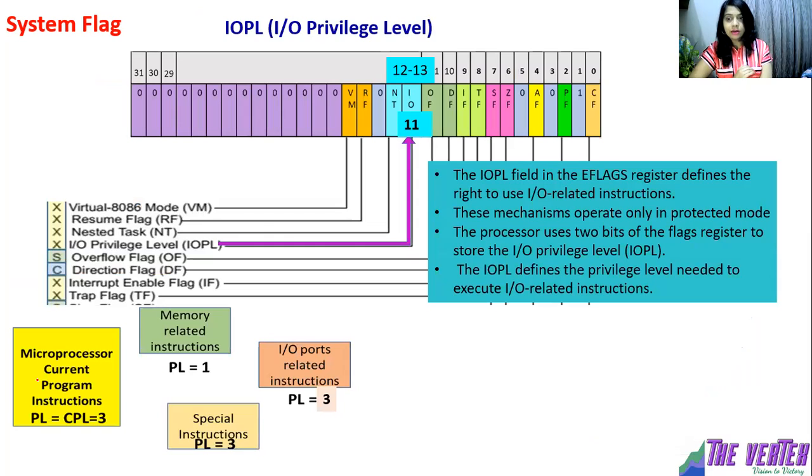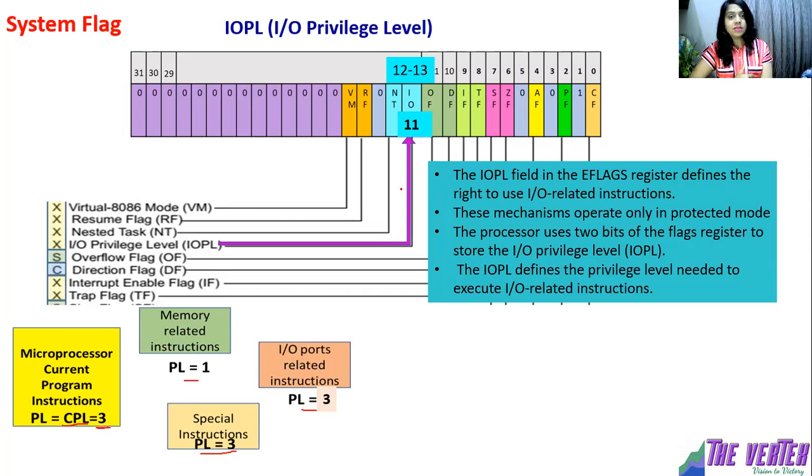Now you can see here, let's assume that this current program instruction has privilege level 3 and this processor is executing these instructions. Since it is currently executing this instruction, it is called the current privilege level. So its current privilege level is 3. Let's assume that the memory related instructions have privilege level 1, input output related instructions have privilege level 3, and special instructions have a privilege level again. It can be anything, it can be 0, 1, 2 or 3.